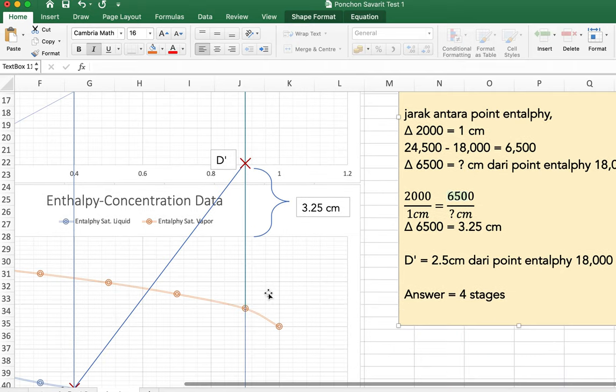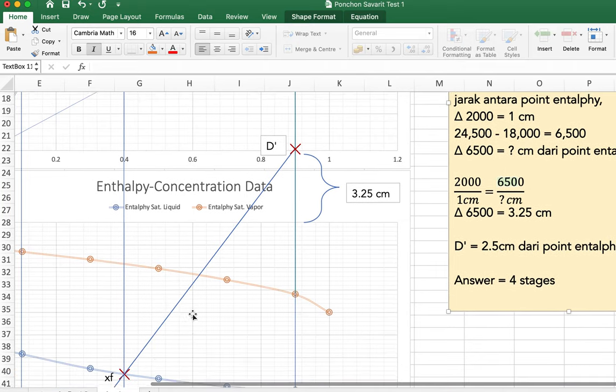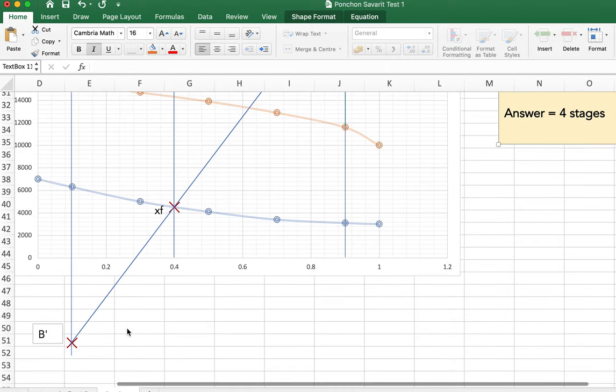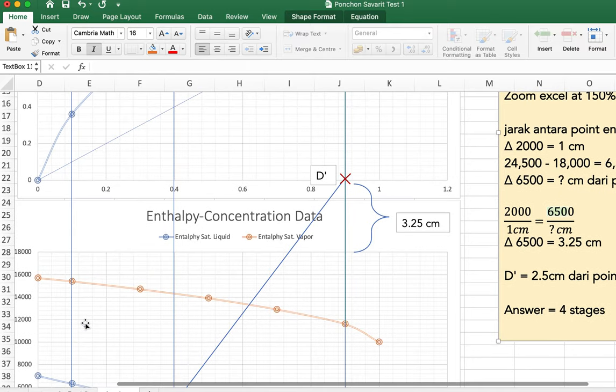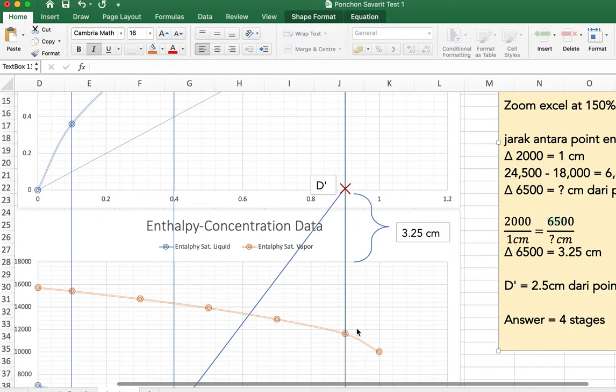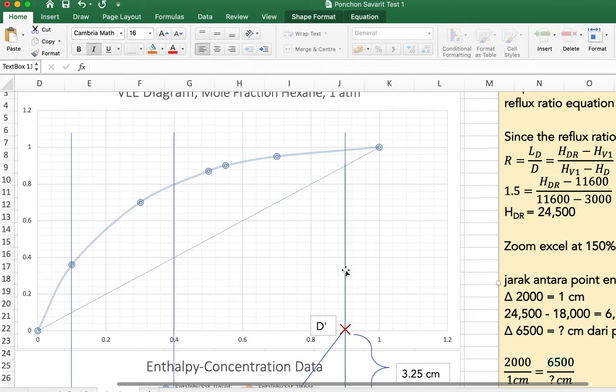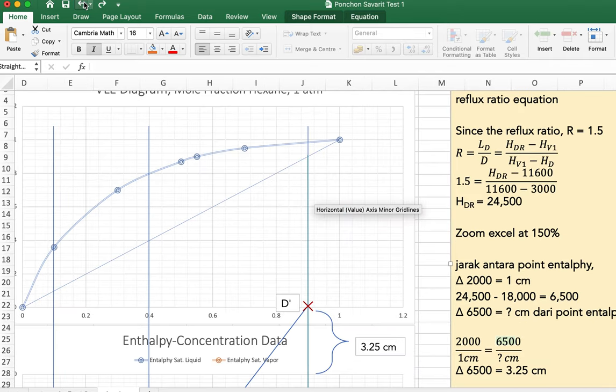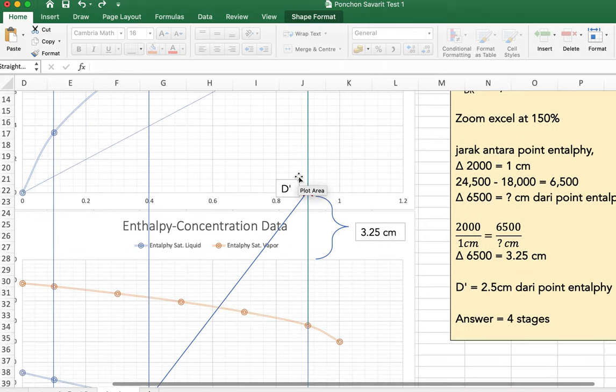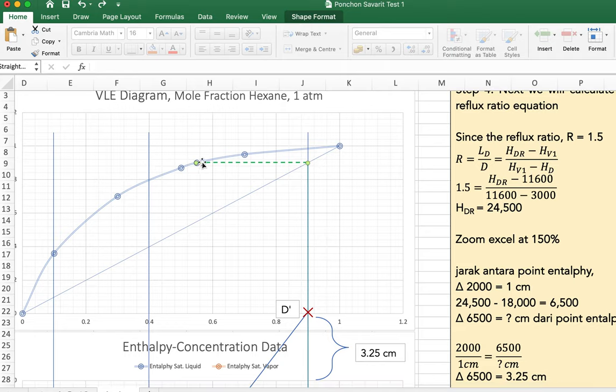So mark this point and then make a straight line to the point XF until it reaches the bottom vertical line. So this is our B prime point. Now we will start making the stages. For the first stage, we will make a vertical line from XD 0.9 and then make a line to the left after you touch the top diagram 45 degree line. And then from this point, you have to draw another line to the bottom.